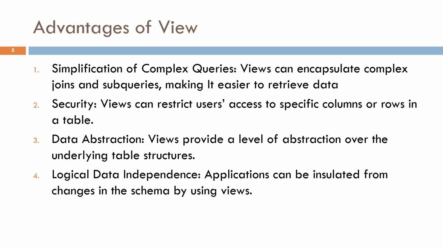Third, data abstraction. A view can provide a level of data abstraction over the underlying table structures and data, and this will restrict access to specific columns or rows for security purposes. Number four, logical data independence. Applications can be insulated from changes in the schema by using views. It will provide user-controlled access to the base table.